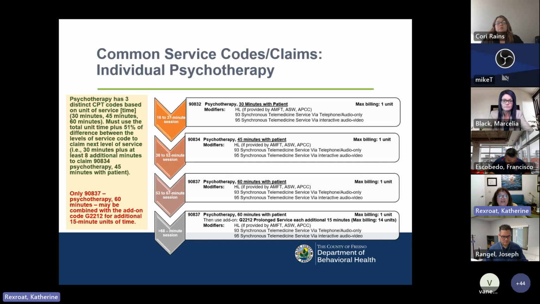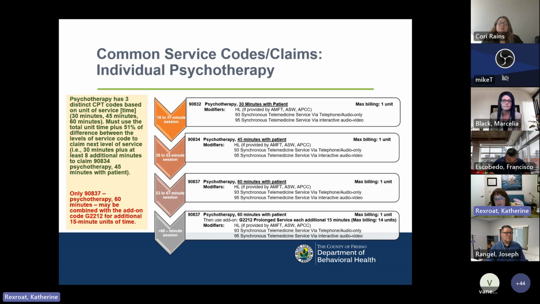You as the provider must use the total unit time. So you must use at least 30 minutes to claim before you can move on to the next level. So you must use total unit time plus 51% of the difference between the levels of service code to claim the next level of service, i.e. 30 minutes plus at least 8 additional minutes to claim the 90834 psychotherapy, 45 minutes with patient.